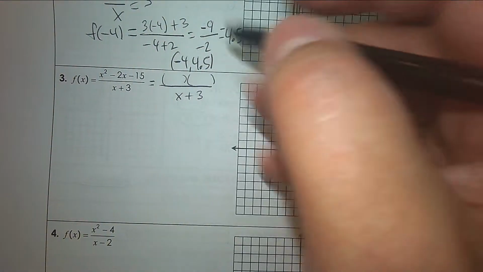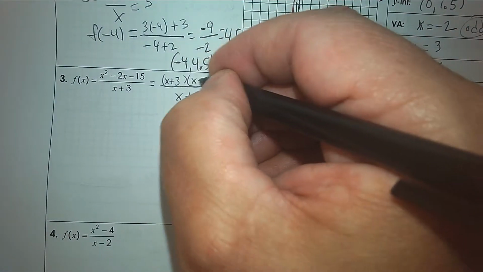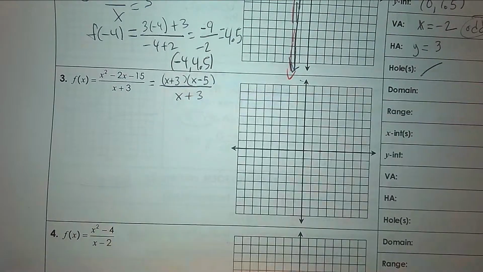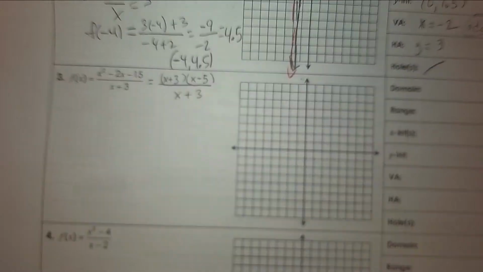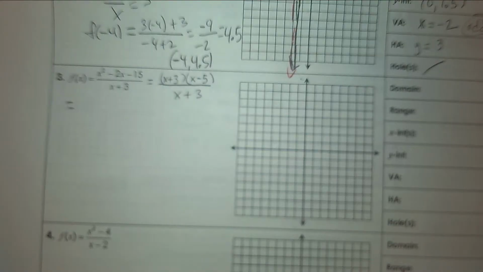You got x plus 3 and x subtract 5. Did I hear that correctly? Perfect. You did step number 1 correctly. I'm going to ask someone else for the next step. All right, step number 2.